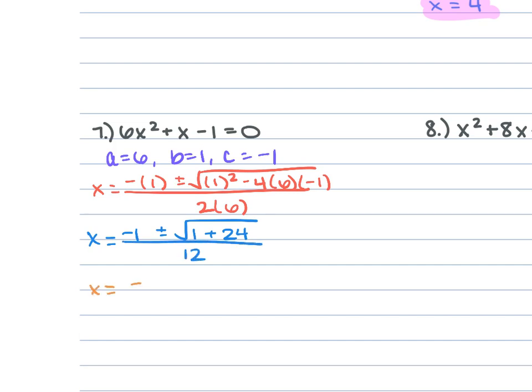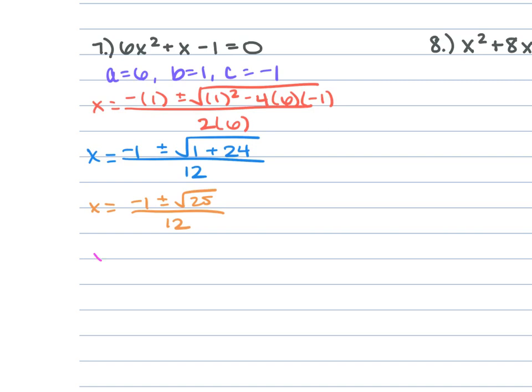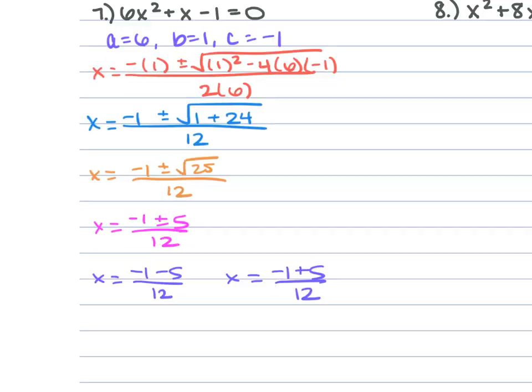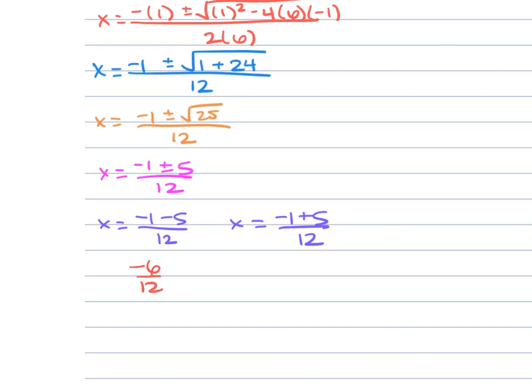So x is equal to negative 1 plus or minus the square root of 25 over 12. This is simplifying to be x is equal to negative 1 plus or minus 5 over 12. So x is equal to negative 1 minus 5 over 12, and x is equal to negative 1 plus 5 over 12. So this is going to be negative 6 over 12, as well as 4 over 12. So x is equal to negative 1/2, and x is equal to 1/3.